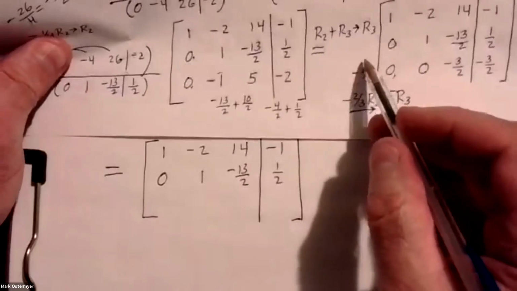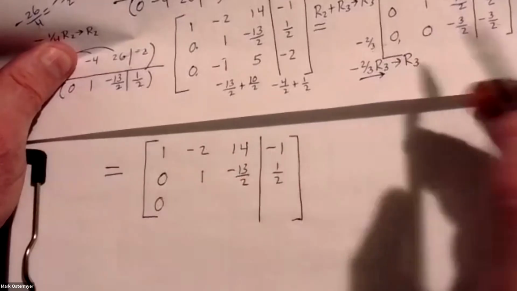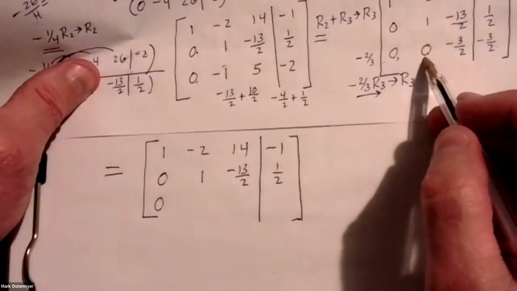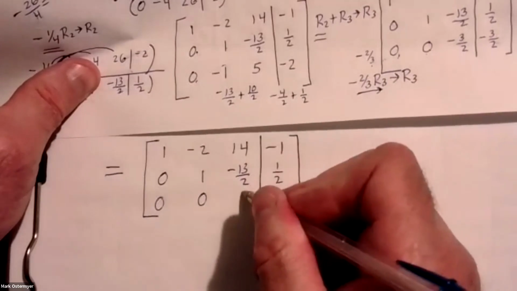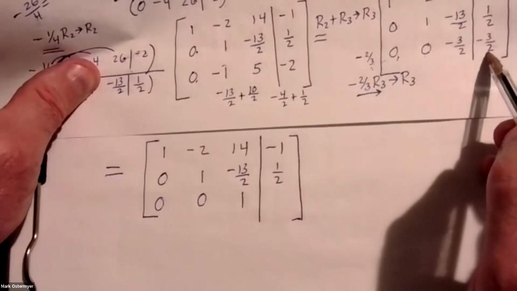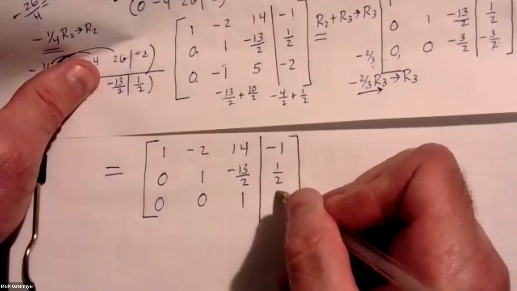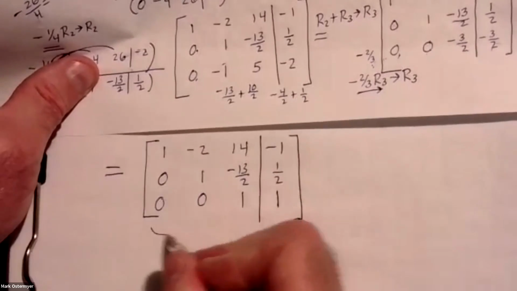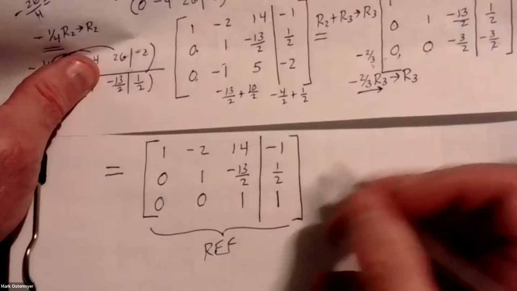So negative 2/3 times 0 keeps the 3-1 entry as a 0. Negative 2/3 times a 3-2 entry of 0 keeps the 3-2 entry as a 0. Negative 2/3 times negative 3 halves makes the 3-3 entry become a 1. That's what we want. Negative 2/3 times negative 3 halves, rather, makes the 3-4 entry become a 1. Ladies and gentlemen, what form is this? This is called, finally, row echelon form.